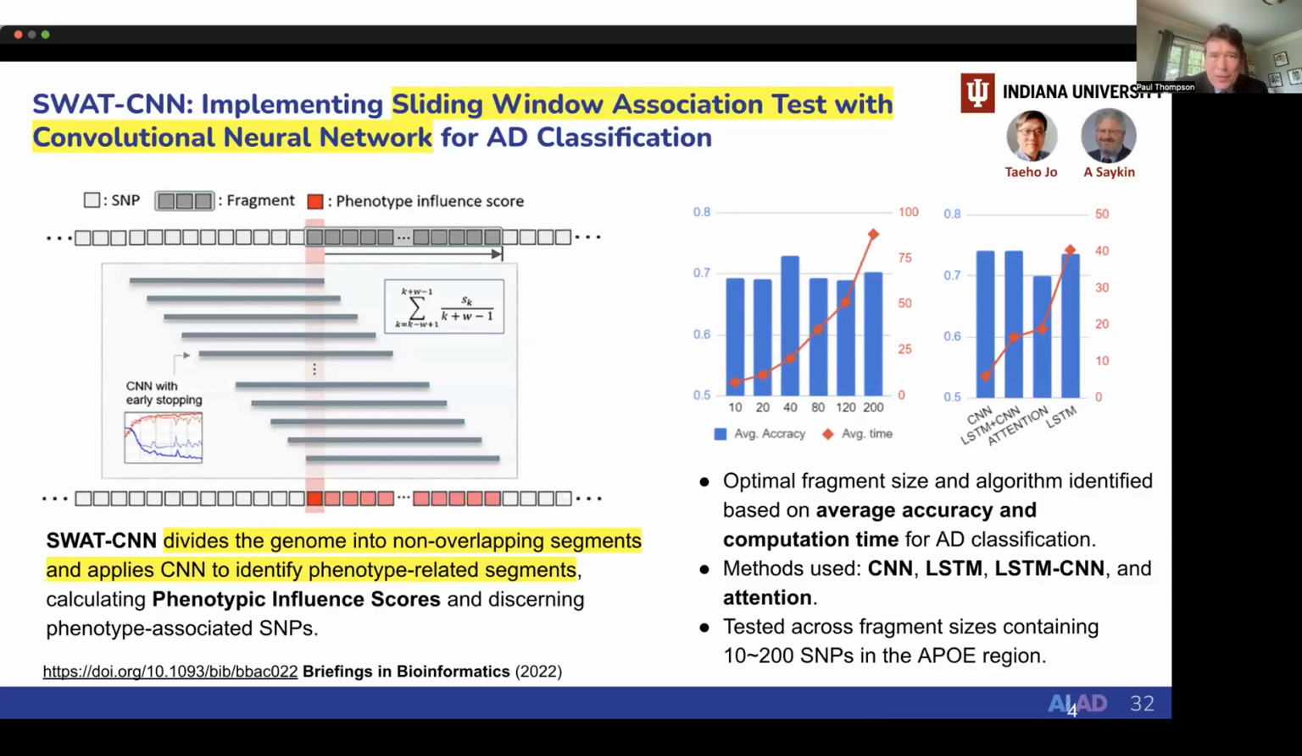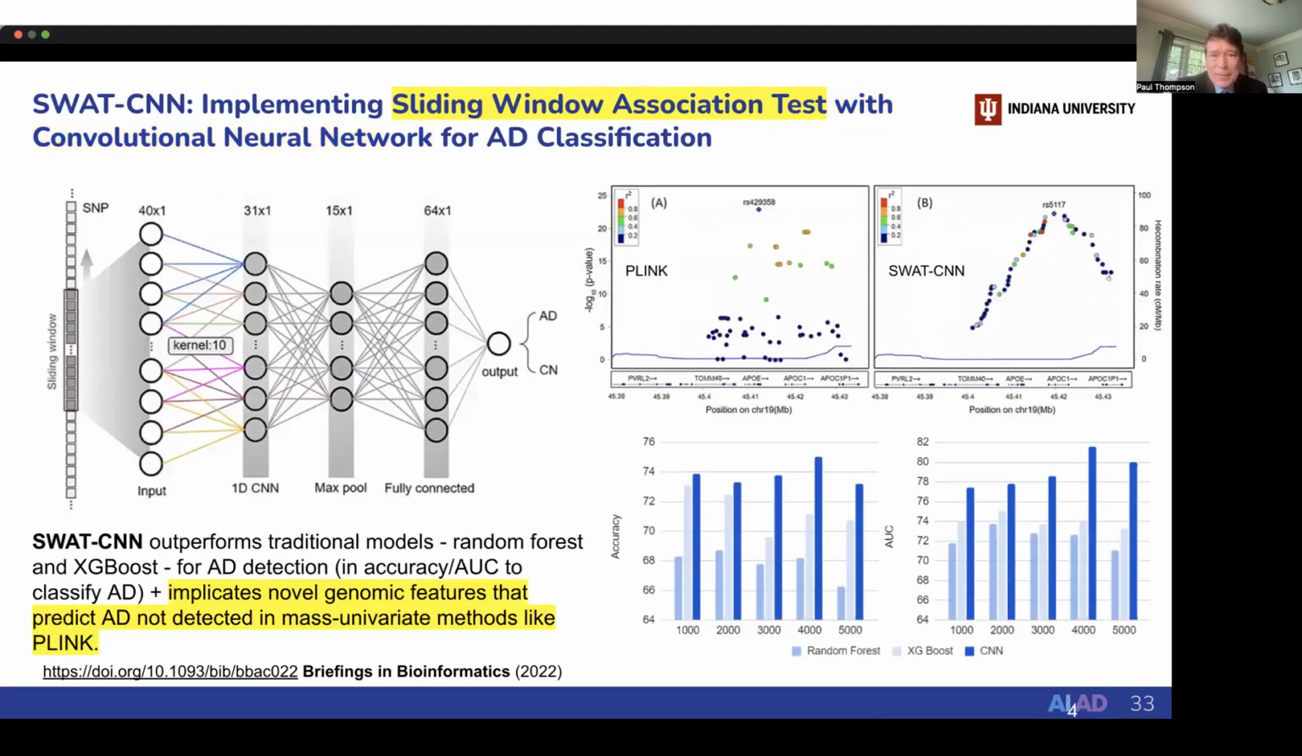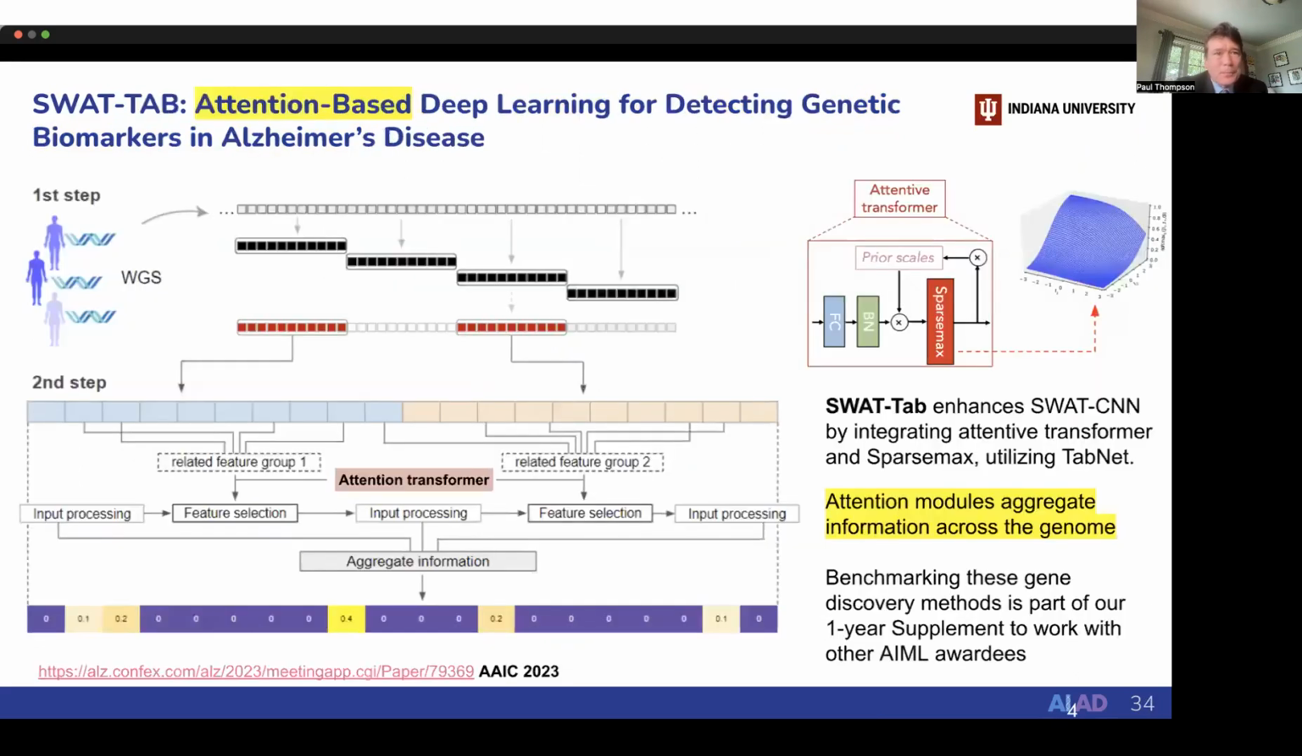One such approach, the sliding window association test, uses a CNN, that same convolutional neural network that we saw applied so successfully to images. And Taihao Zhou's method slides along the genome and finds particularly predictive signatures in the genome for diagnosing Alzheimer's disease. And compared to standard univariate methods such as PLINK, it's very effective in finding novel signatures that hadn't been anticipated before.